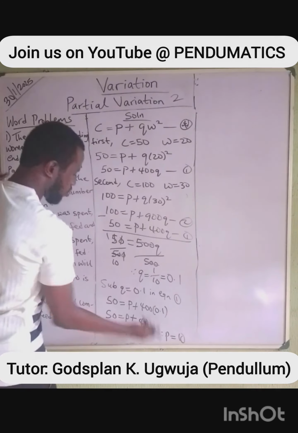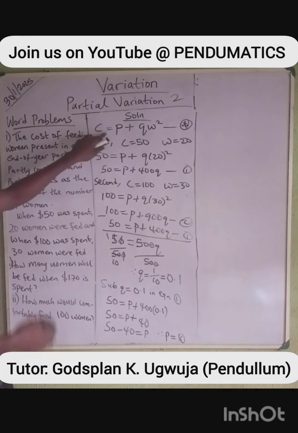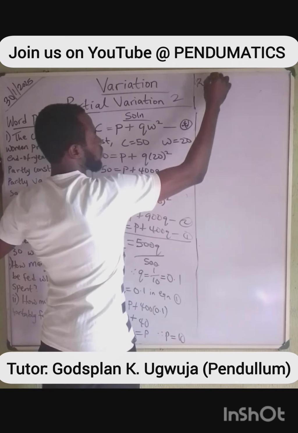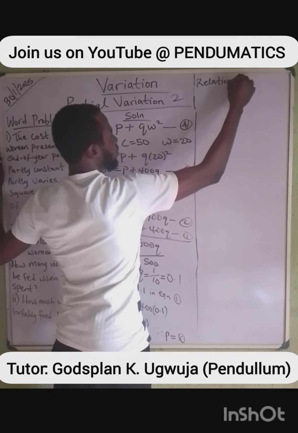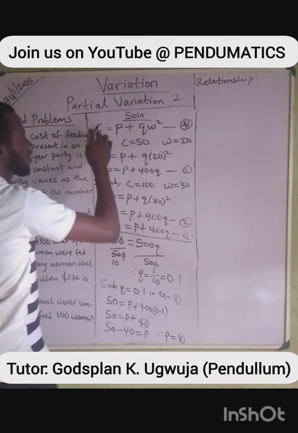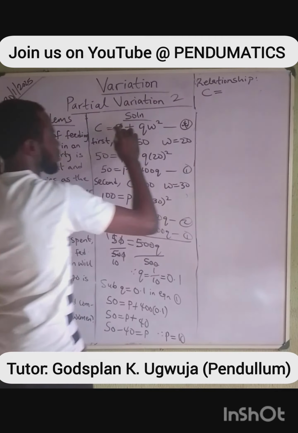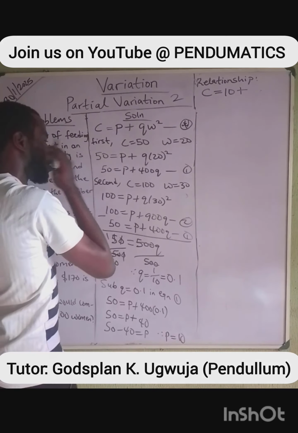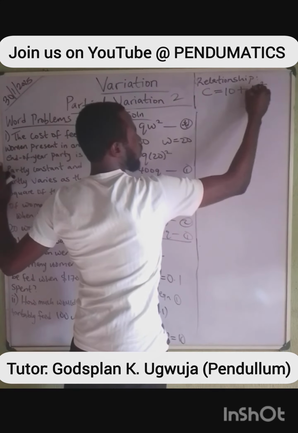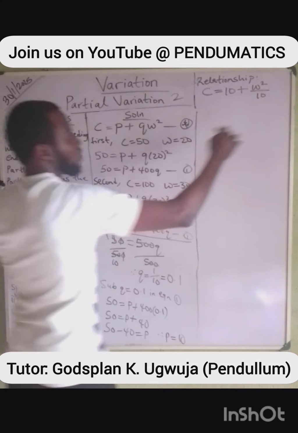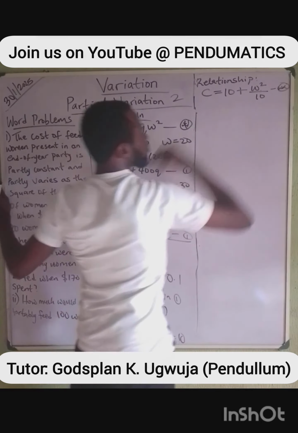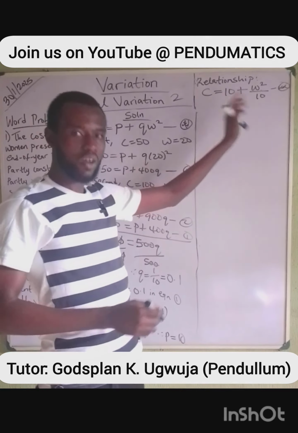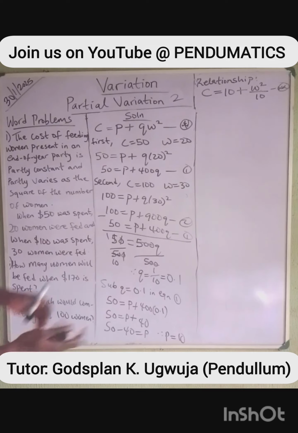Alright, so if I substitute these two into this original equation, I can get the relationship between P and Q, like we've always done. So the relationship between P and Q will be C is equal to, my P is 10 plus my Q is 1 over 10 so W square over 10. This is the relationship between the two of them. Alright, W square over 10. Remember, Q is 1 over 10. 1 over 10 times W square is W square over 10.